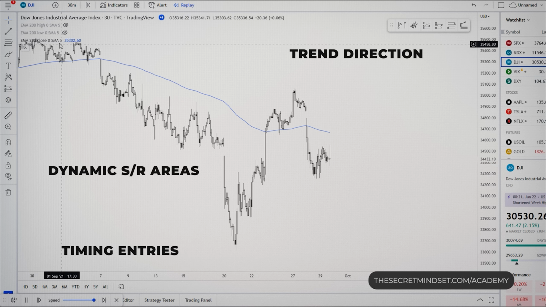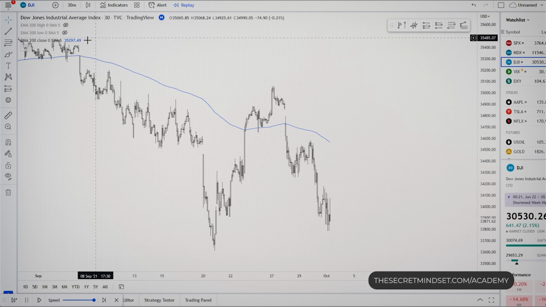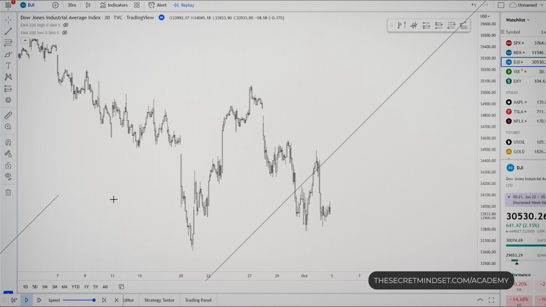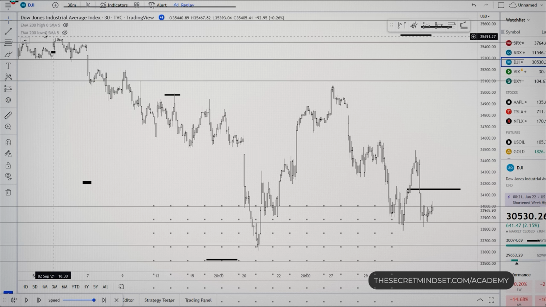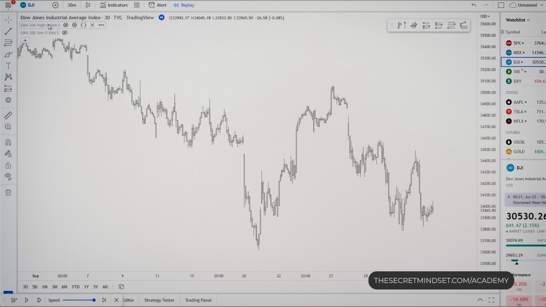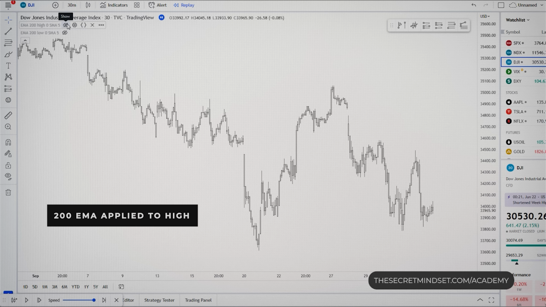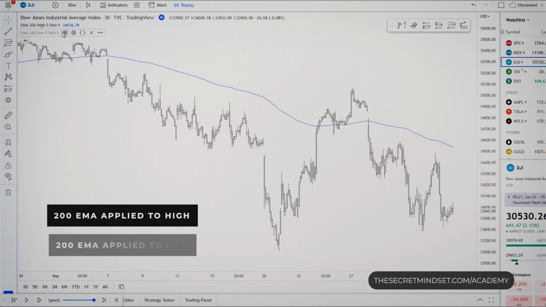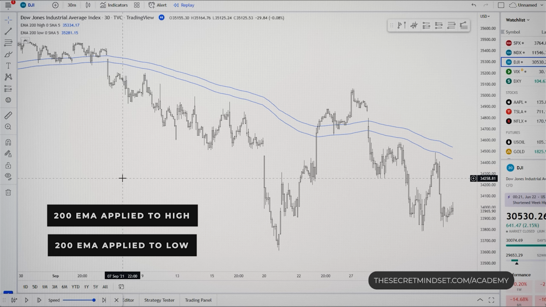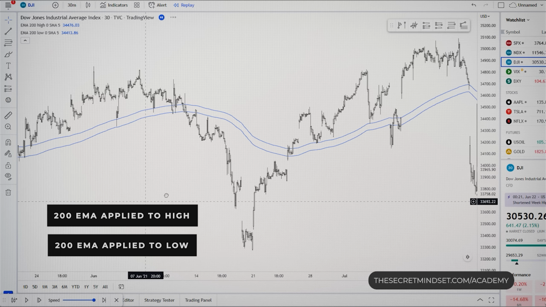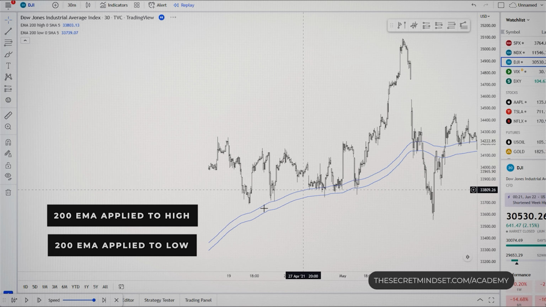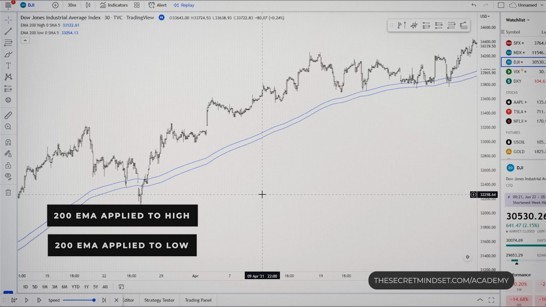Lately, I've stopped using moving averages which are applied to the close price. I prefer to use 2 moving averages with the same period, in this case 200. The first one is a moving average applied to high prices, and the second one is applied to low prices. This creates a channel which is much better than a simple line.